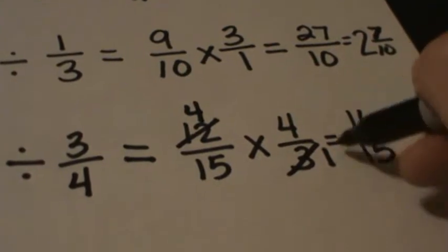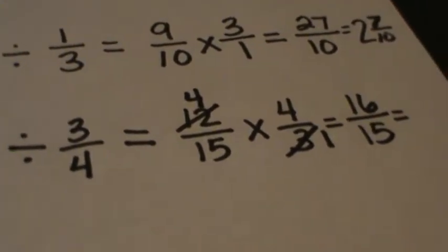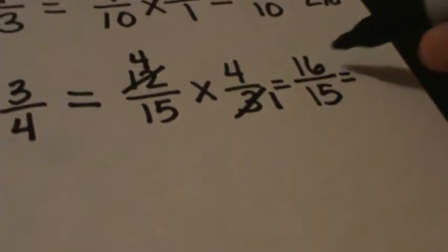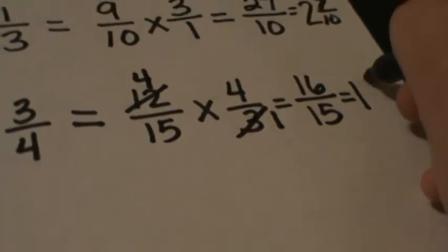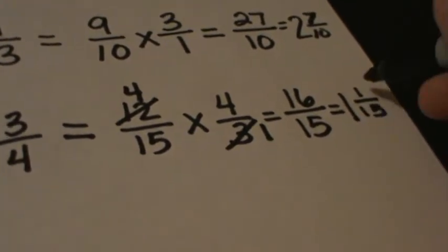We have an improper fraction. The numerator is too large, so we must simplify it back into a mixed number. 15 goes into 16 one time with 1 left over. The answer is 1 1/15.